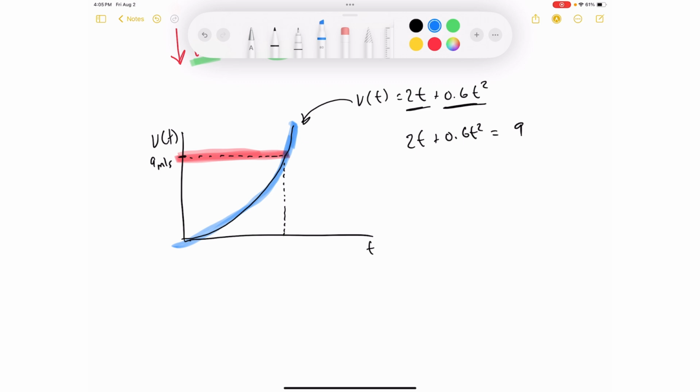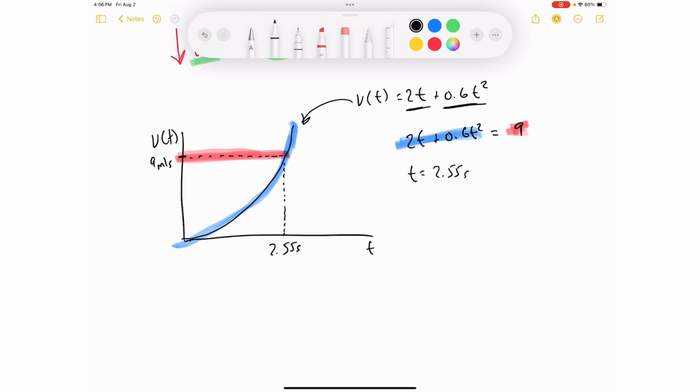So where does the blue one, which is this guy here, intersect with the red one, which is this one right here? Okay, and all you have to do, of course, is just solve for t. If you do that, you'll get t equals 2.55 seconds, which is right here. Great. So now we know that the box achieves 9 meters per second velocity at 2.55 seconds.